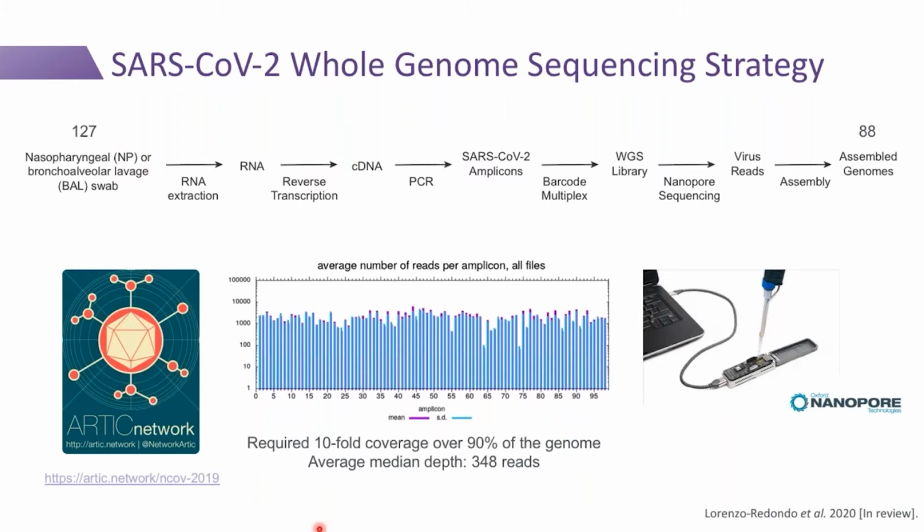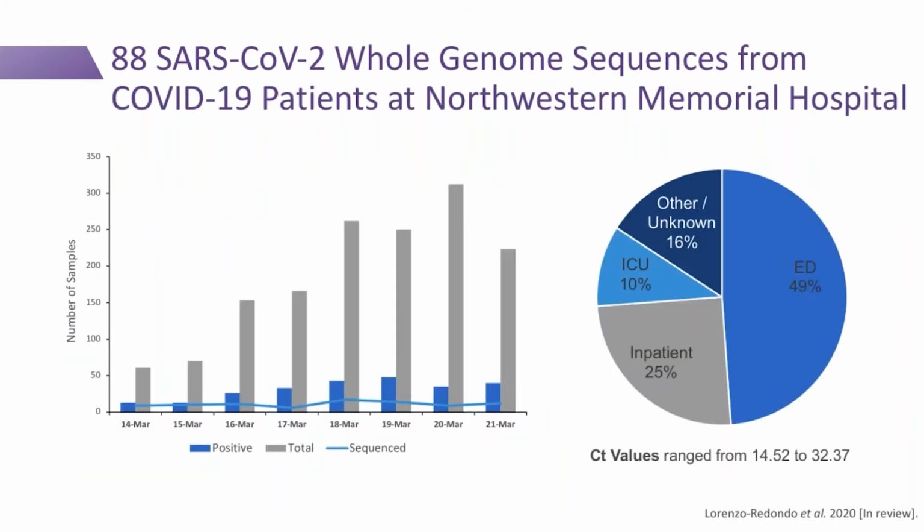So this was our strategy. From the 127 original samples, we were able to get 88 complete genomes. We took all of these samples while testing and infections were just beginning to ramp up here in Illinois. So this was during the third week in March, between March 14th and March 21st. About 50% of these were from the ED, although a quarter of them were from inpatients and roughly 10% were from patients in the ICU.